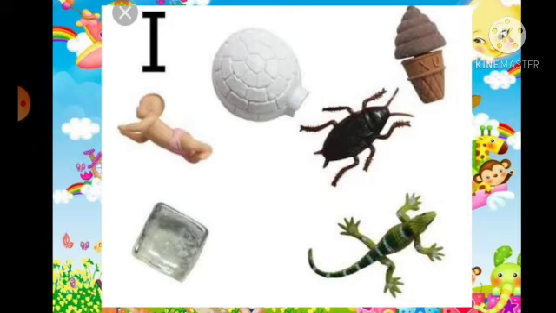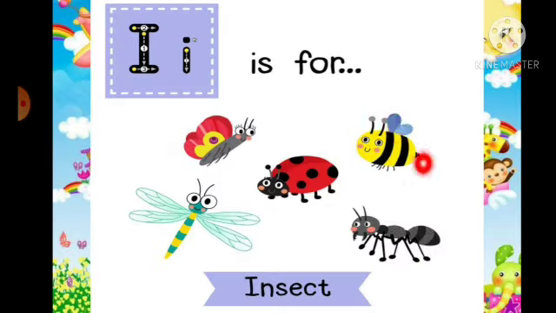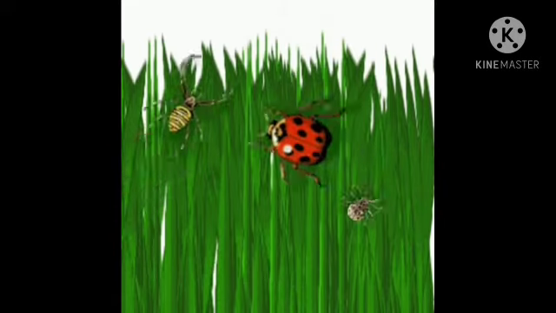Okay, children. Now let us start. Yes. What are these? You can see butterfly, dragonfly, ladybug, honeybee, then ant. What are these, children? What we call this? Yes, we call it as insects. See here, children. Insects live in forest, grass, etc.